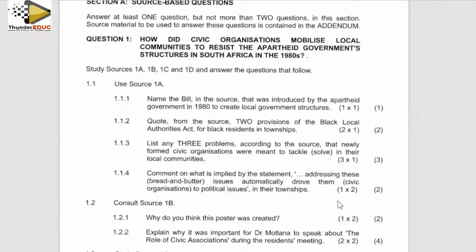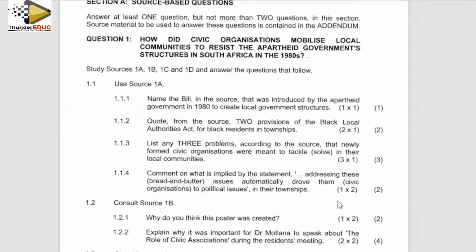Addressing these bread and butter issues. What are bread and butter issues? We are saying the civic organizations were supposed to tackle their daily problems for survival. The bread and butter issues we are referring to are the basic issues that were affecting the ordinary life of the people in the townships. They were affected by basic issues like high rentals. They could not afford to pay the rents, or the problem of crime in the townships, or those problems that we have highlighted. So they were supposed to address those problems.